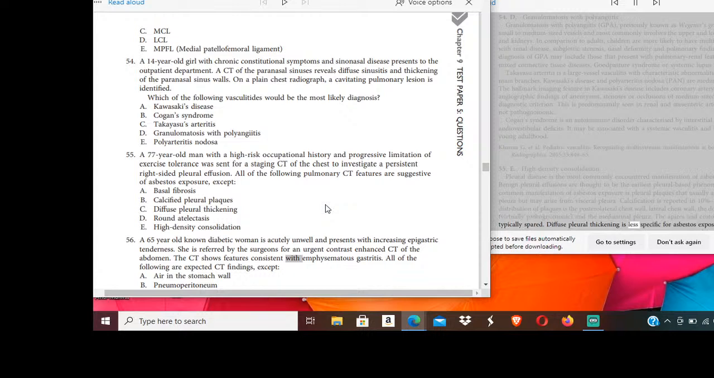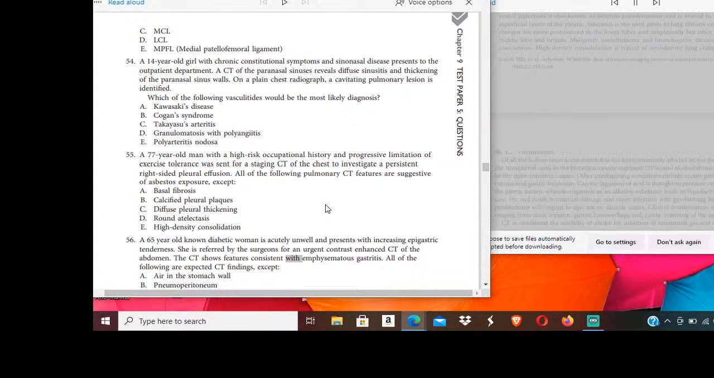Diffuse pleural thickening is less specific for asbestos exposure. Asbestos-related round atelectasis is also known as asbestos pseudotumor and is related to fibrosis in the superficial layers of the pleura. Asbestosis is the term given to lung fibrosis caused by asbestos. The changes are more pronounced in the lower lobes and subpleurally, but often extend to involve the middle lobe and lingula. Malignant mesothelioma and bronchogenic carcinoma are known associations.